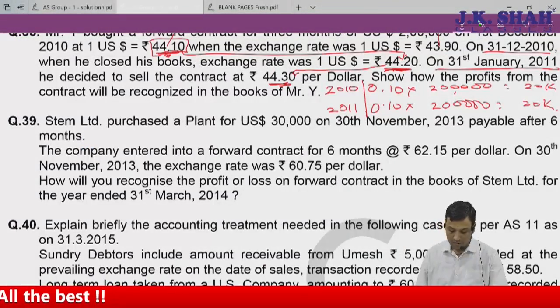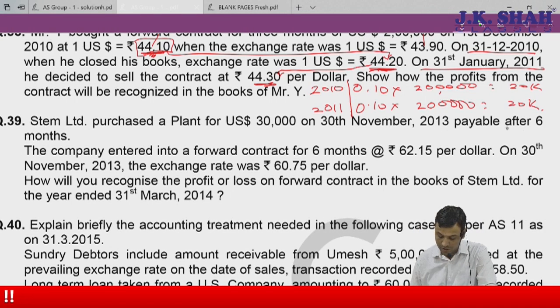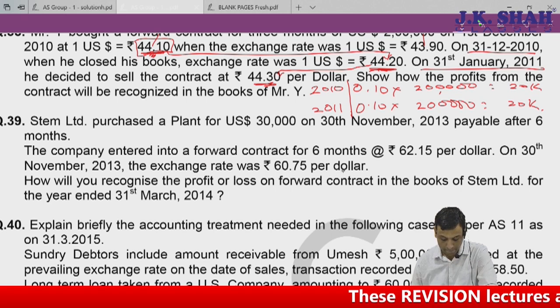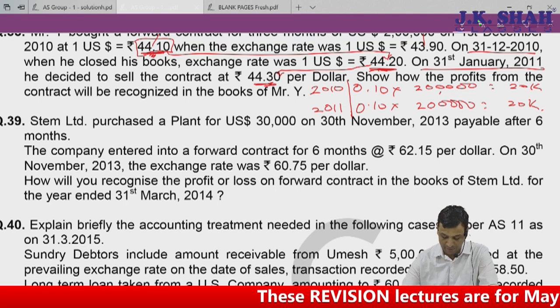STEM Limited purchased a plant on 30th November 2013, payable after 6 months. The company entered into a forward contract for 6 months at $62.15. On 30th November, the exchange rate was 60.75 per dollar. How would you recognize profit and loss on the forward contract? I think it's just a repetition.